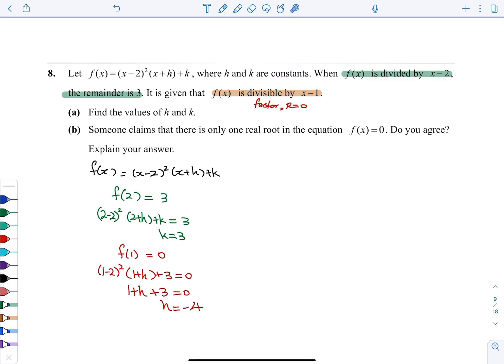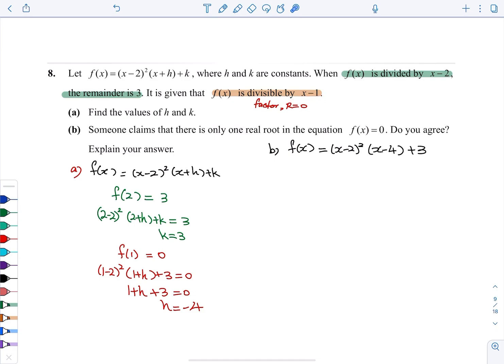How do I get negative 4? 1 plus 3 is 4. 4 goes to the other side, it will be a negative. So you found h, you also found k. That's your part A. Part A is done. And then for part B, let's rewrite the whole function first. (x minus 2) square, (x minus 4) plus 3. And then I don't like the question much because you have to expand everything. That's boring, right? By expanding everything, because you need to do f(x) equals 0, and for that you need the factor.